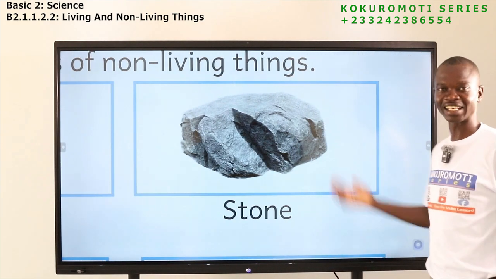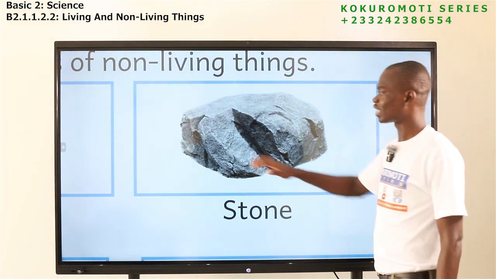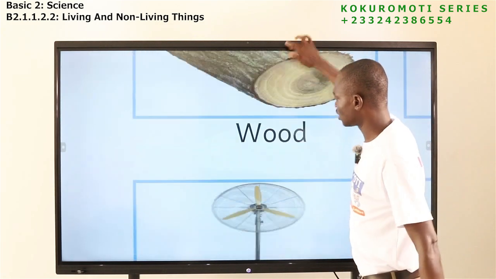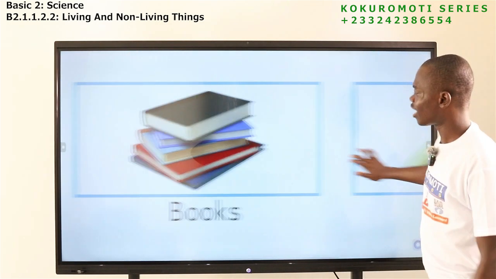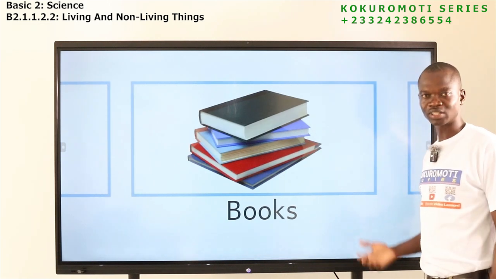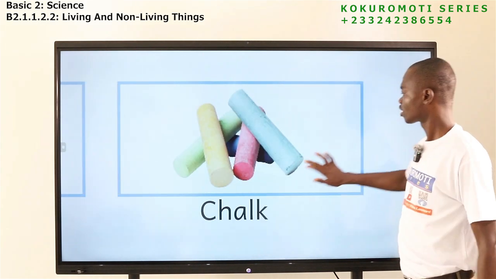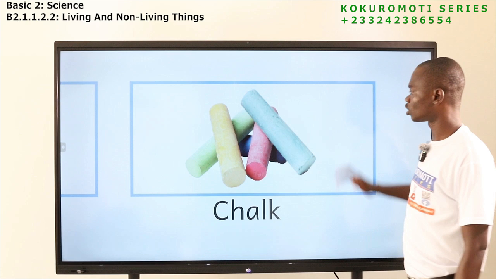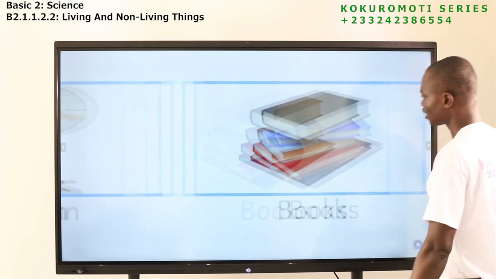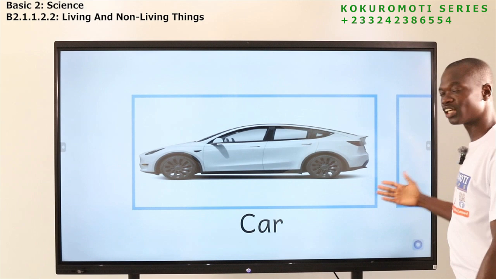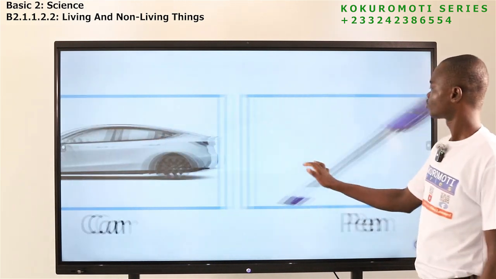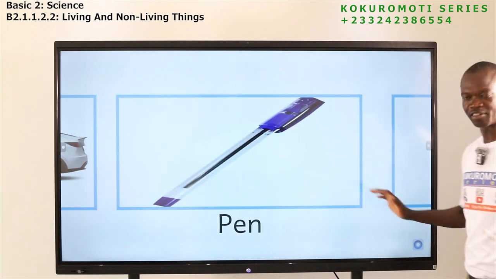Let's move on. Stone. Stones are like that. Stones are also what? Non-living things. Let's look at another example. Fan. Fan is a non-living thing. We have books. Books are also non-living things. We have chalk. Chalk is what? Non-living thing. Let's go back. Look at the next picture. This is what? Car. Car is what? Non-living thing. All non-living things, they don't have life.